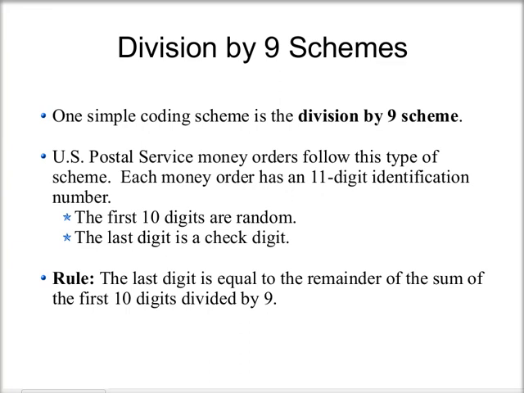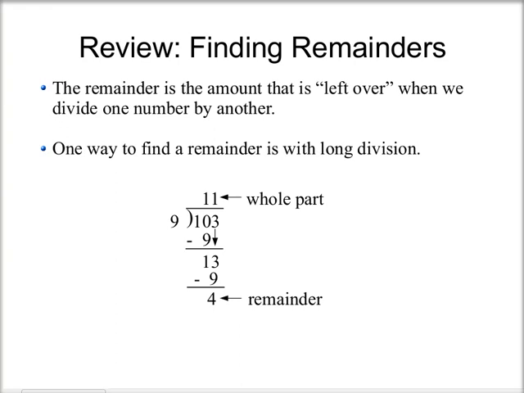So let's do a little review of remainders. How do we find a remainder? Well, the remainder is the amount that is left over when we divide one number by another. So probably the first way you learn to find remainders is using long division. Here I'm finding the remainder of 103 divided by 9 by using long division. I find that 9 goes into 103 11 times, and I've got 4 left over, so 4 is going to be the remainder.